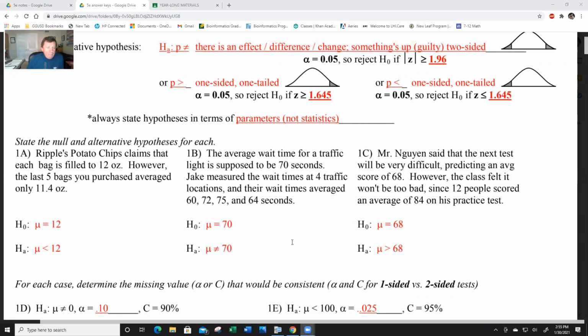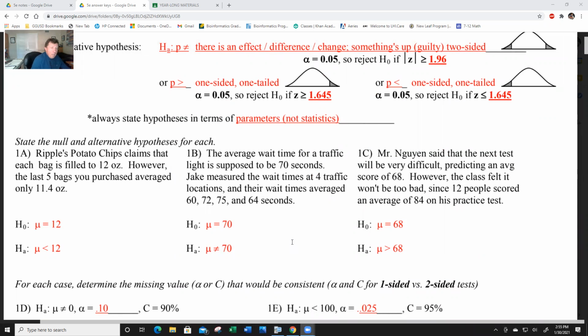However, the last 5 bags you purchased averaged only 11.4. I did this one time as a class. We weighed a bunch of chips like that, and they weighed less than advertised. And I sent an email to the makers of the company, and they sent us free potato chips. It was kind of fun.